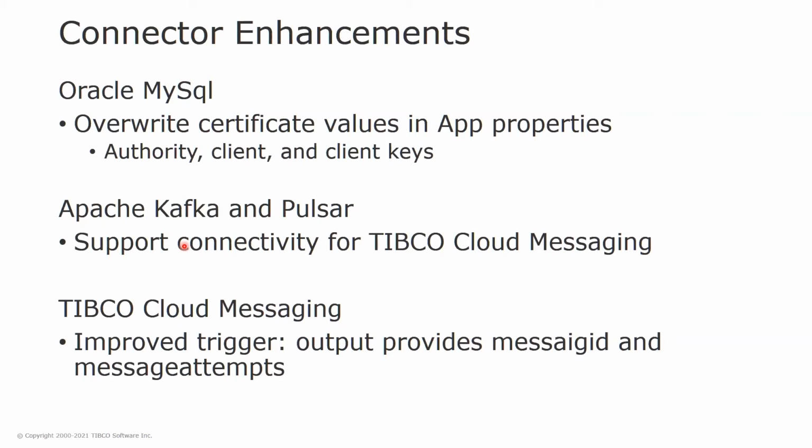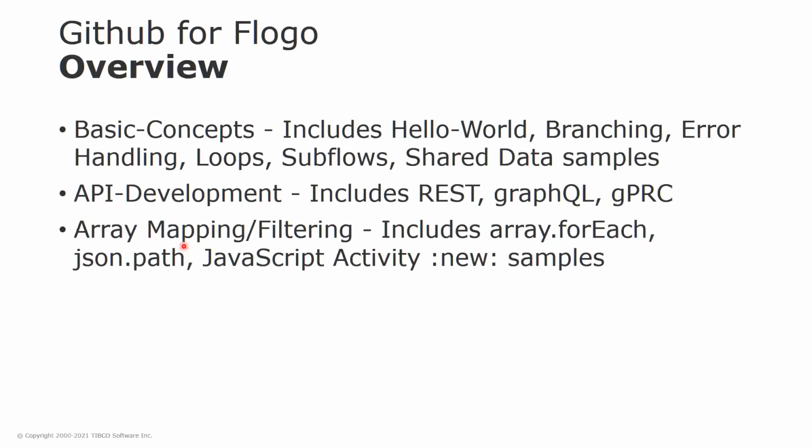The Apache Kafka and Pulsar connectors now have support for TIBCO Cloud Messaging, and TIBCO Cloud Messaging itself has an improved trigger where the output provides both a message ID and the number of attempts. So there have been some enhancements overall to some of these connectors. In addition to the new one for WebSockets, we have enhancements for MySQL, Kafka, Pulsar, and around messaging.